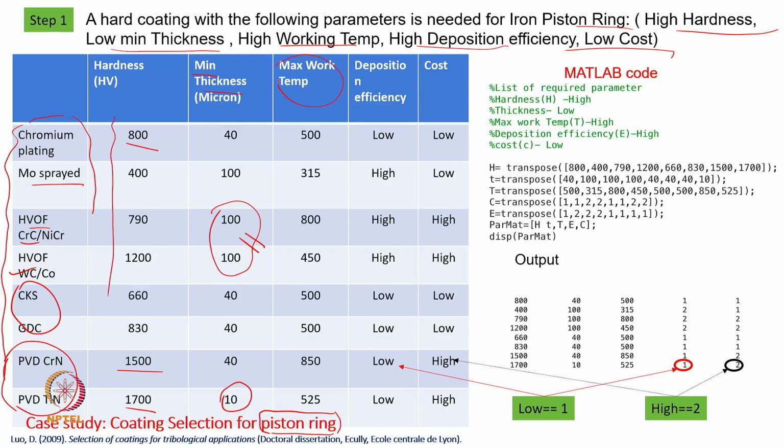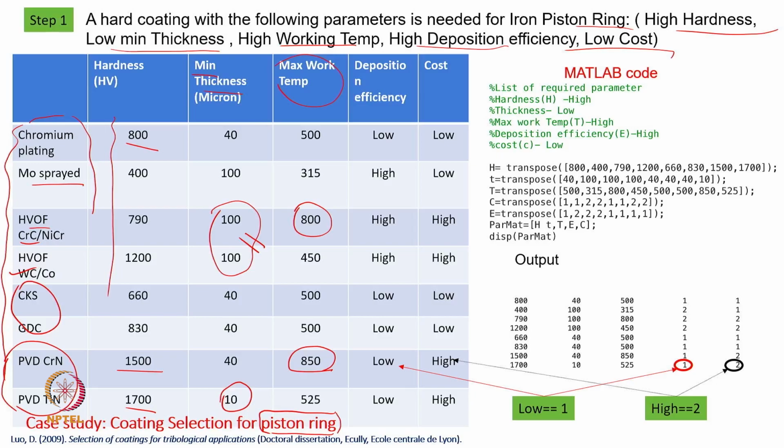Coming to the maximum temperature, you can see here that the PVD chromium nitride has a high temperature, they can really sustain around 850 degrees centigrade. Then comes HOF, it can really sustain 800, but again these numbers depend on what kind of materials we are using and what kind of technology we are choosing, and whether it has some sort of assistive device or not. Whenever there is an assisted device, this temperature range may change also.